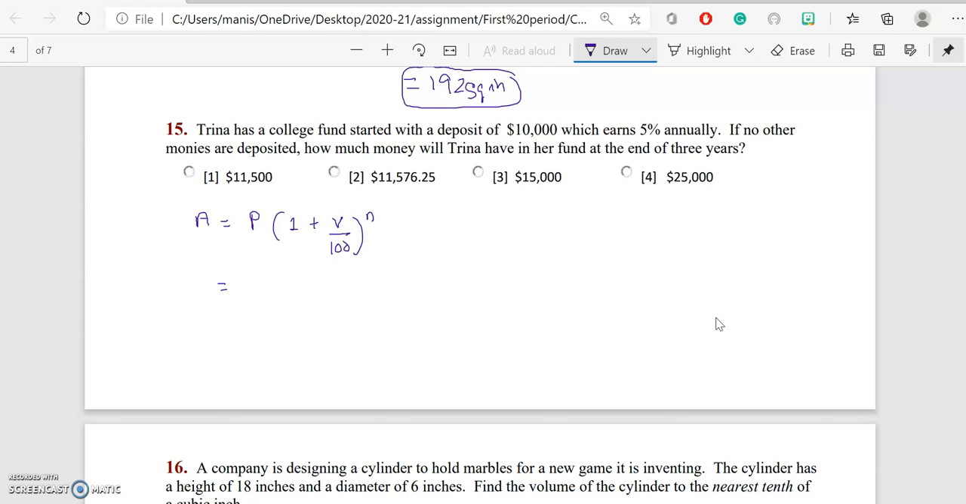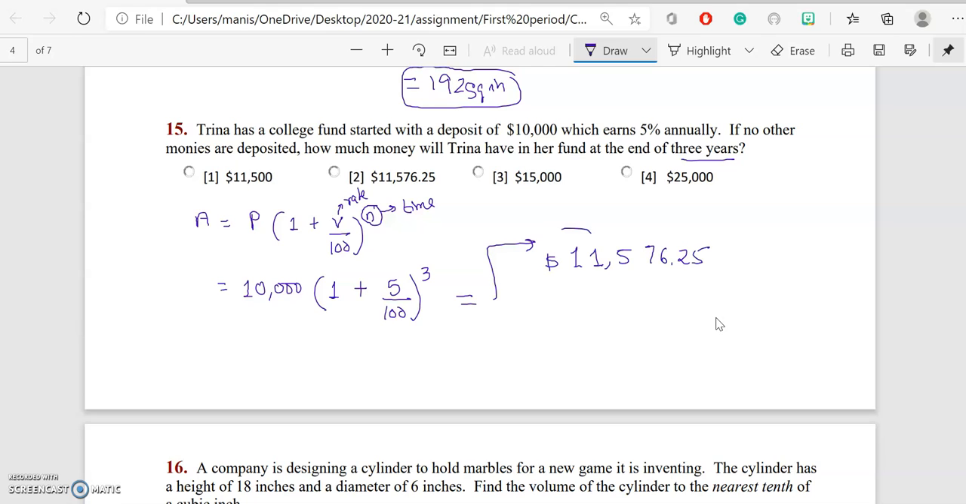So what I will do is substitute the values. Principal is the amount of money which we start with at the beginning, which is 10,000. 1 plus r is your 5, and keep in mind it means 5 over 100. N is the time. Time is what? 3 years. So I'll write over here: n means time, r means rate of interest. After this, when you type everything in your calculator, you will end up with this answer: $11,576.25. That's your answer when you use your calculator.